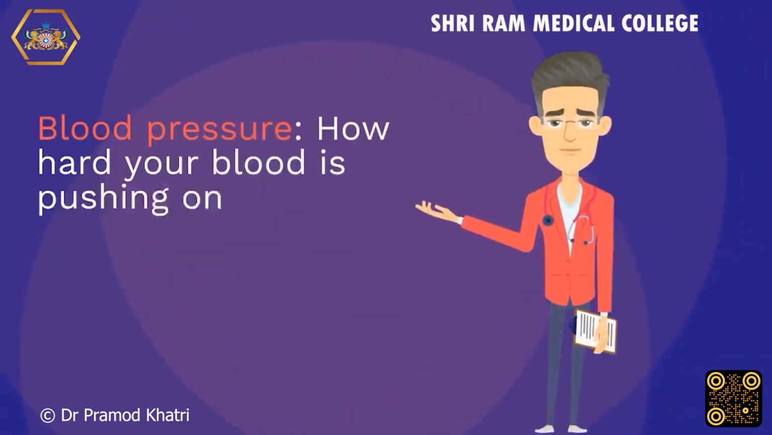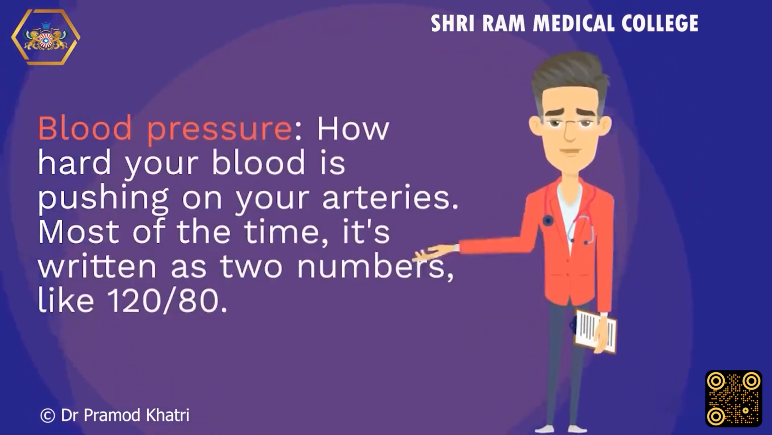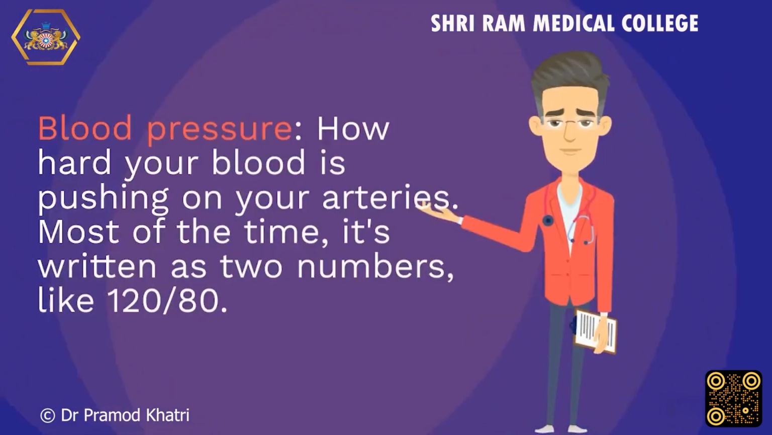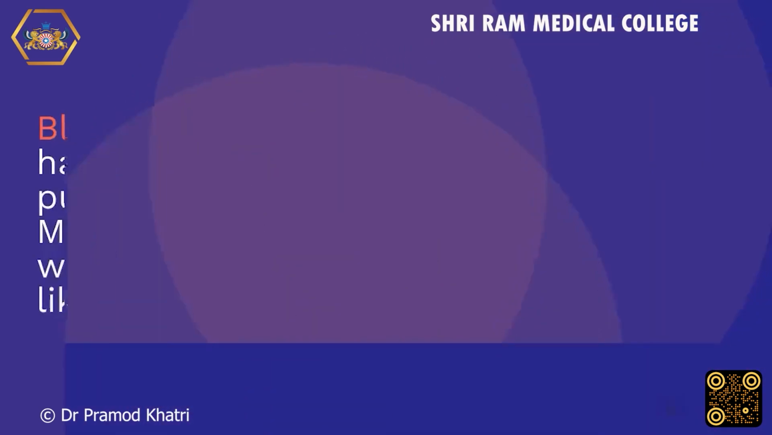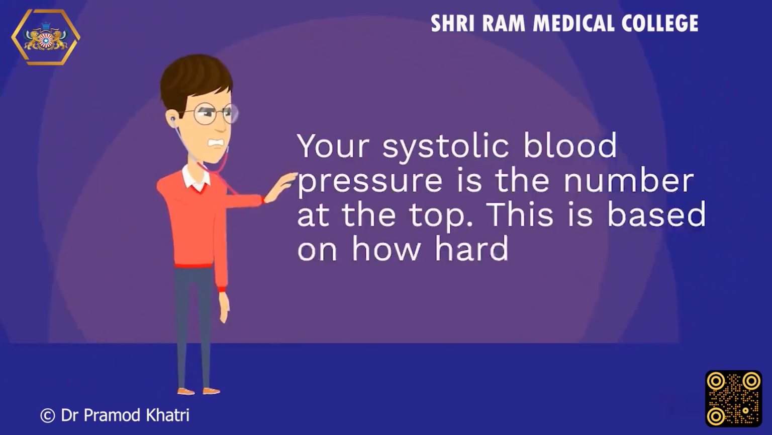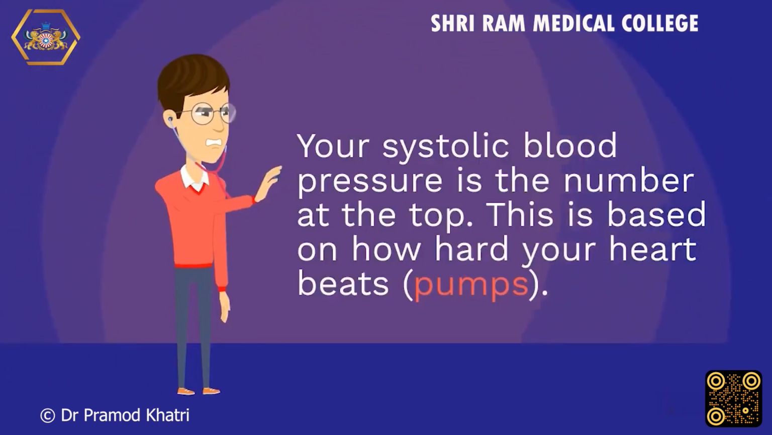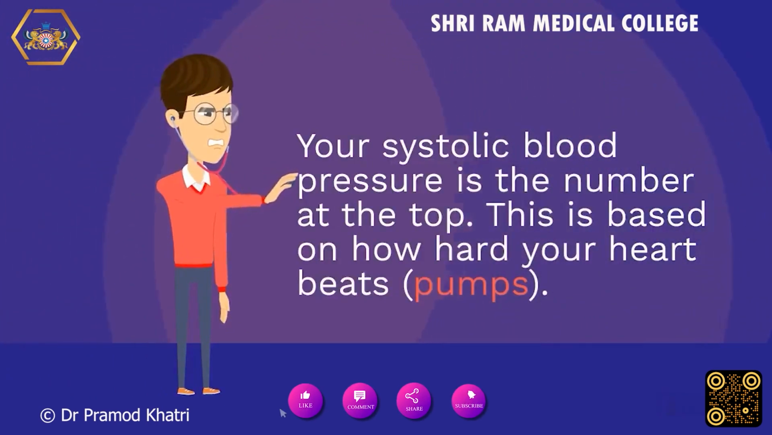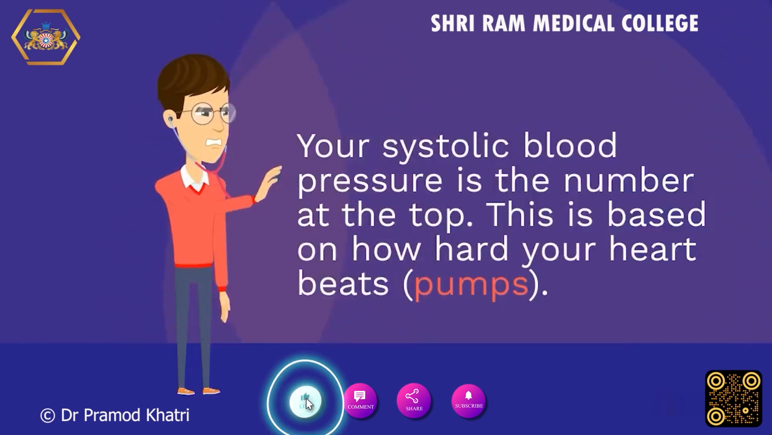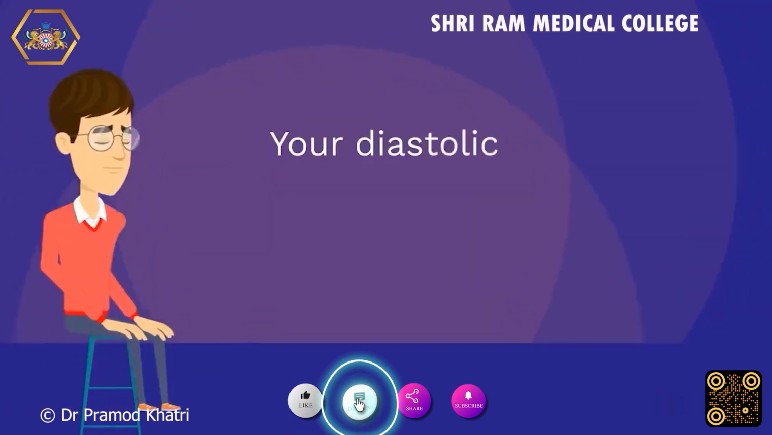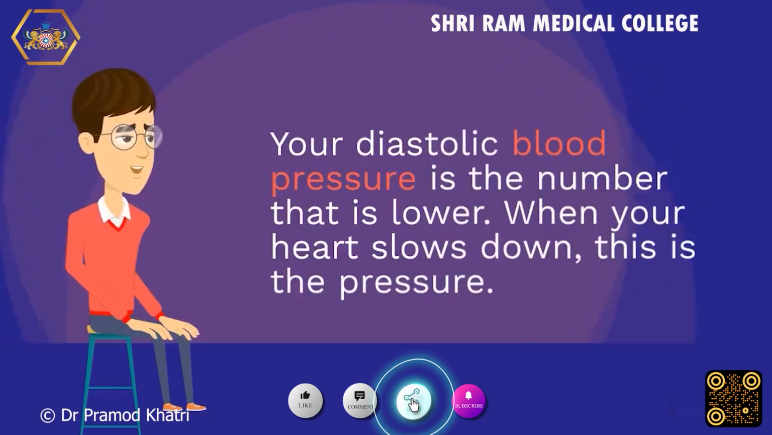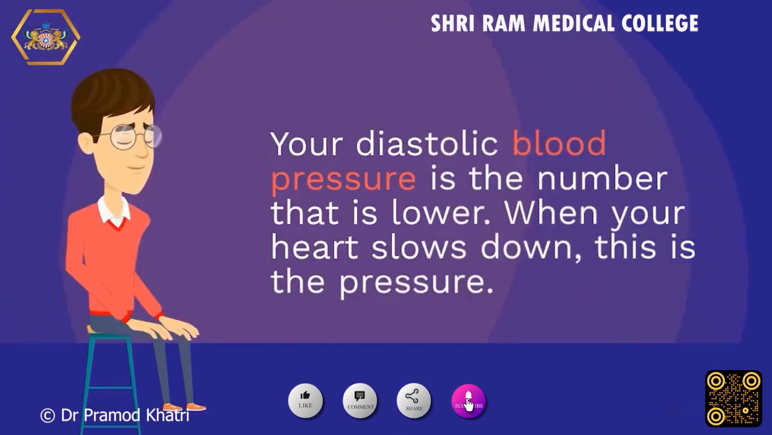Blood pressure, how hard your blood is pushing on your arteries. Most of the time, it's written as two numbers, like 120/80. Your systolic blood pressure is the number at the top. This is based on how hard your heart beats, pumps. Your diastolic blood pressure is the number that is lower. When your heart slows down, this is the pressure.